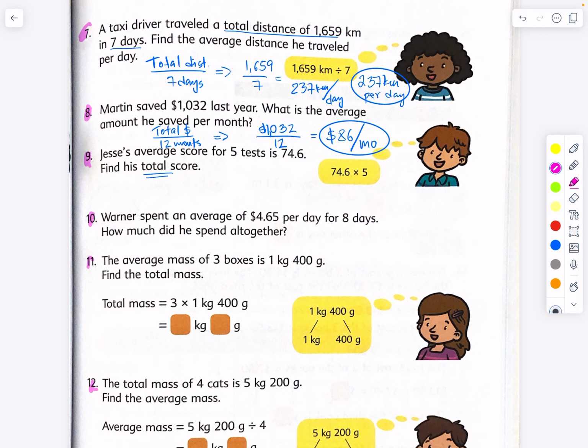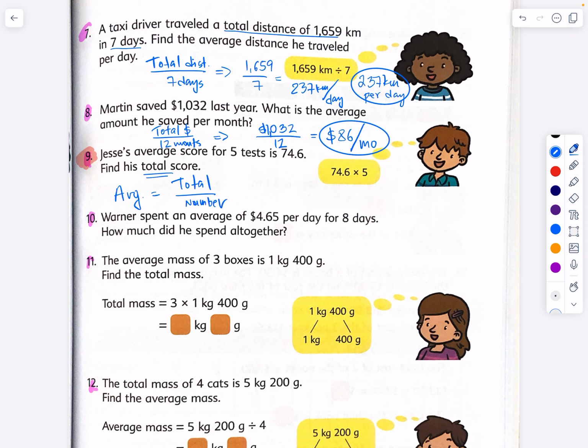This is a different type of problem. Let me highlight it in a different color, because this is very important that you recognize this pattern. It's a reverse average problem, let's talk about it. So typically, how do you find the average? In order to find the average, you say a total, maybe total score, total dollar amount, total distance, divided by some number, right?